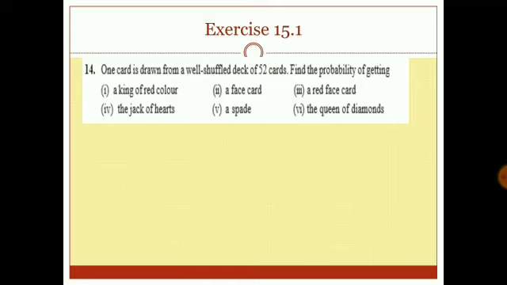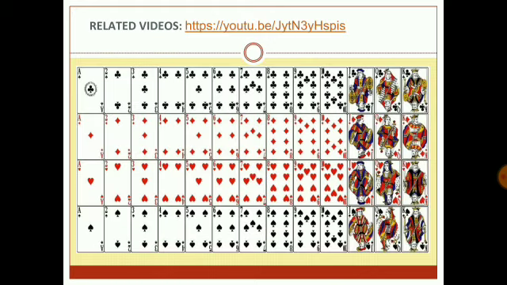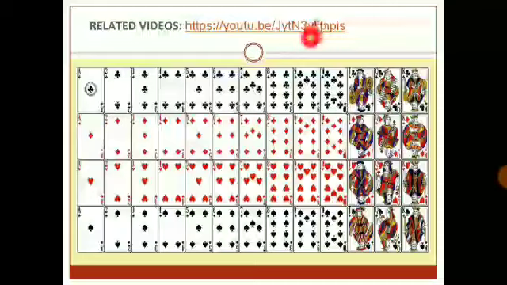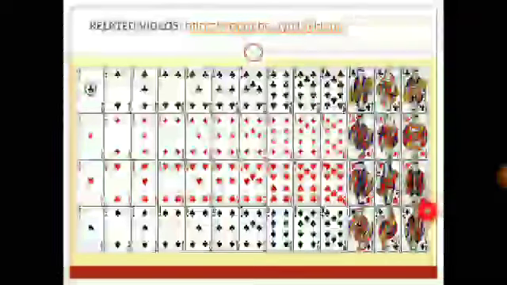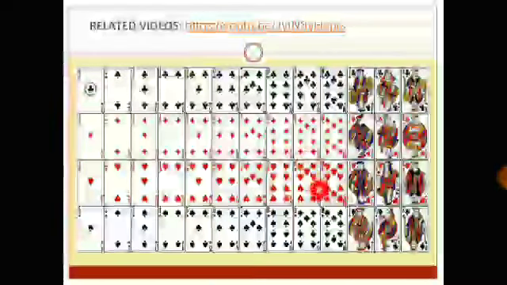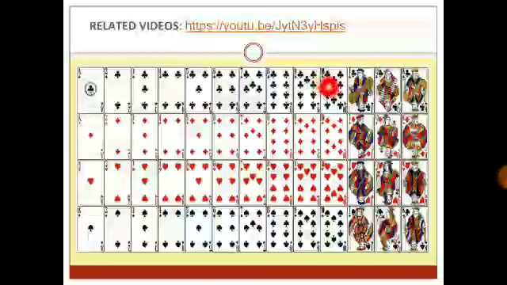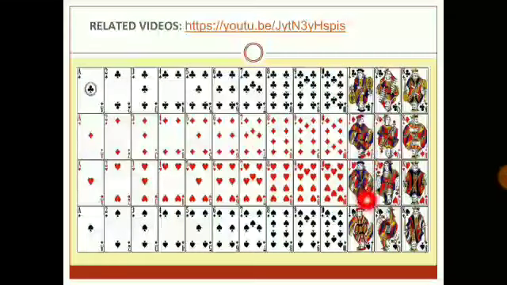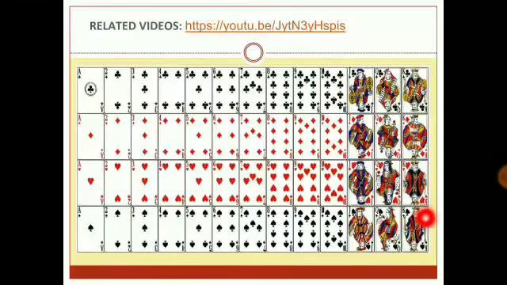See the second part, it is a face card. As I had told you, we have how many face cards? The probability of getting a face card, I had told you that out of the 52 cards, these 12 cards are the face cards. The 4 jacks, the 4 queens, and the 4 kings, they are the face cards. So the probability of getting a face card will be 12 by 52, which is equal to 3 by 13.